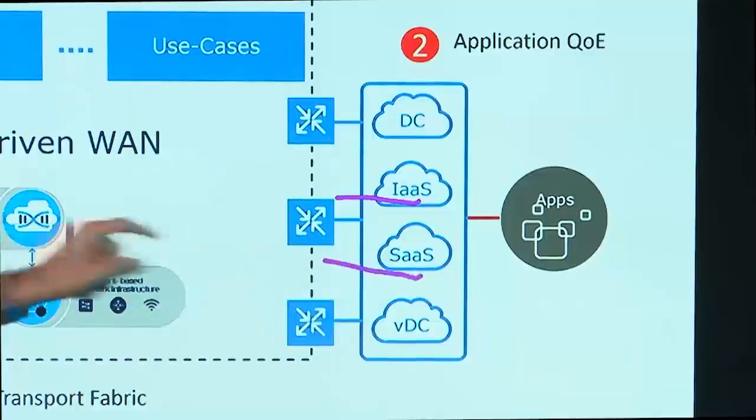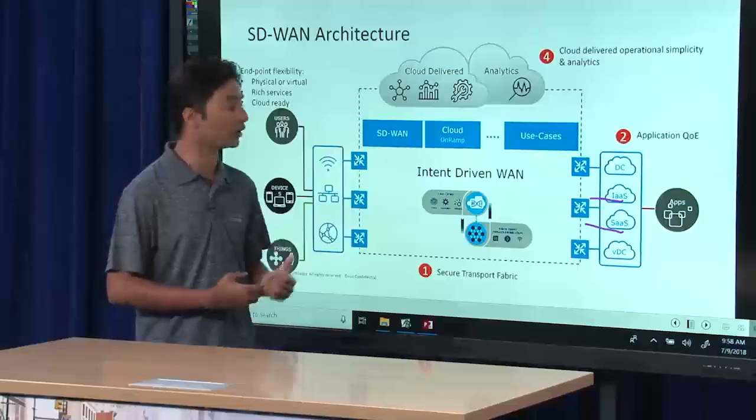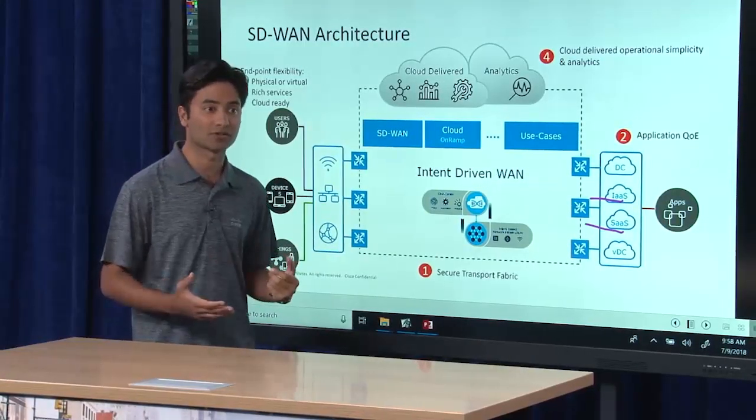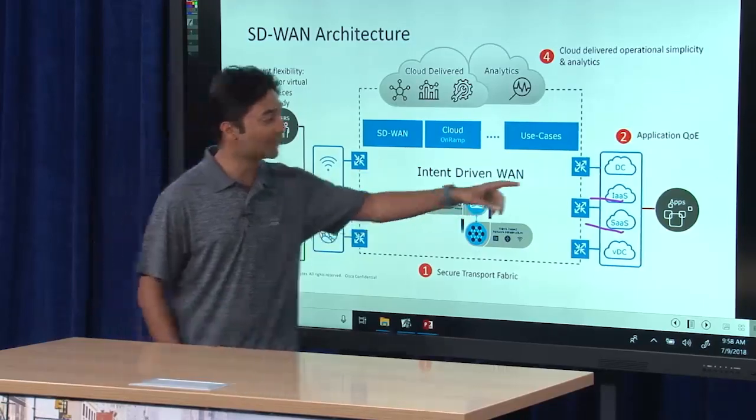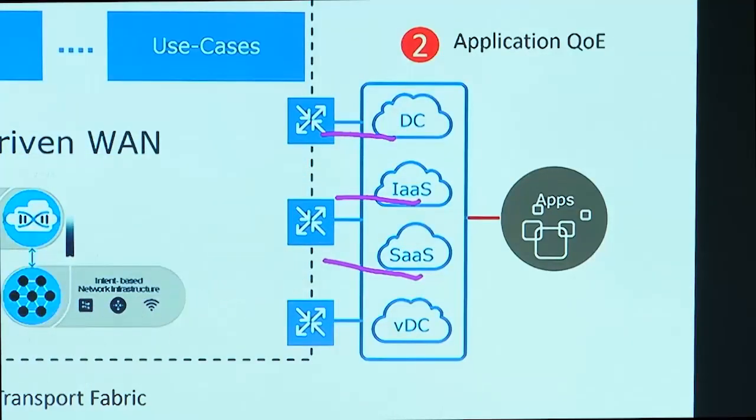Other applications, such as software as a service endpoints, like Office 365, Salesforce, all those require different patterns. SD-WAN allows you to tune the policies based on the type of application and where it resides to give you the most optimal experience.